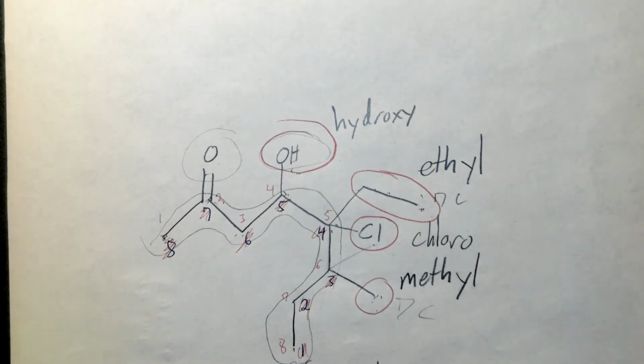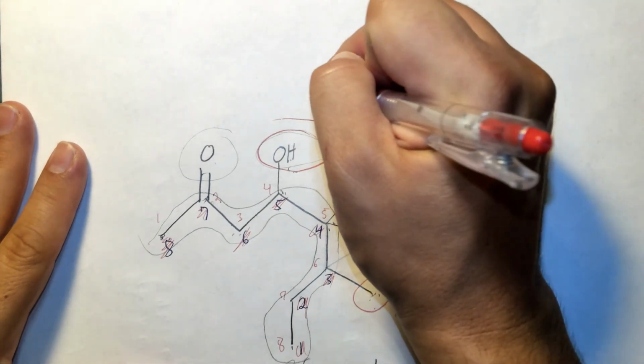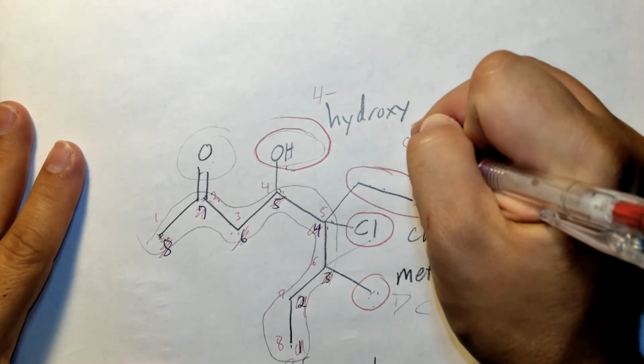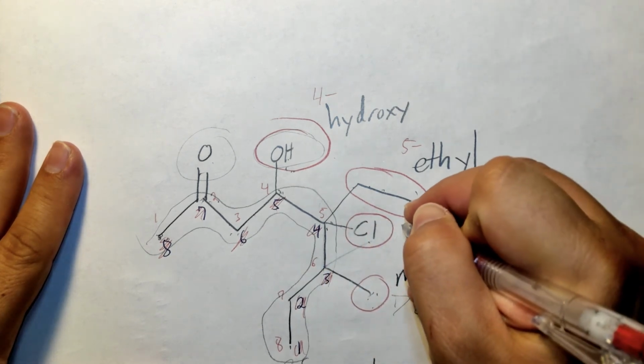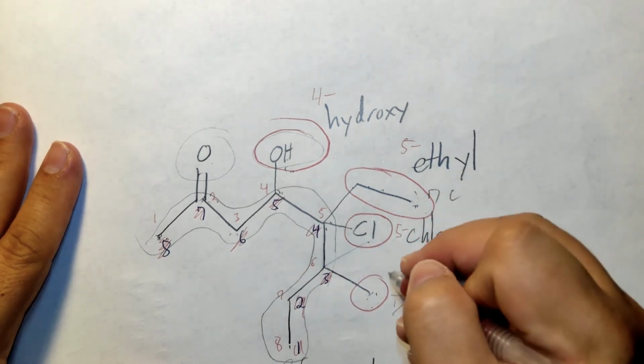Now that we have our locants, we can put everything together. This is 4-hydroxy. This is 5-ethyl. And also this is 5-chloro. And the methyl is 6-methyl.